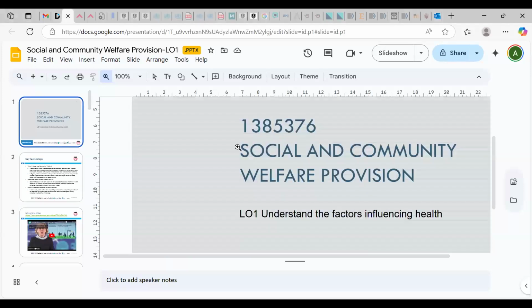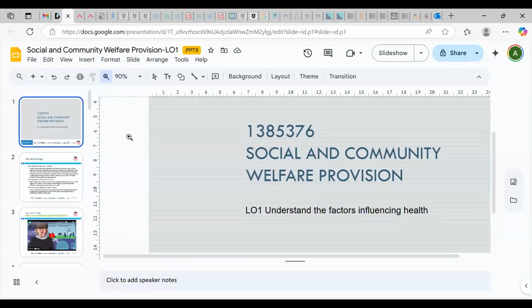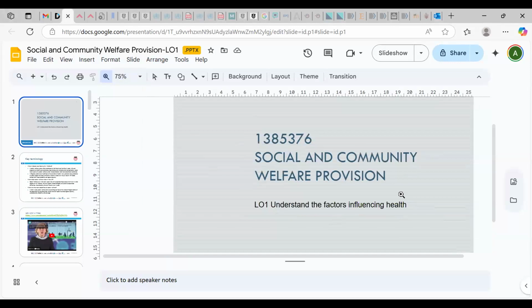Here we are understanding the factors that influence health. We're talking about all those factors that you think can influence health. Does anyone have any idea what these factors could be that influence health? Any social factors that influence health? Anyone? Any student? Anyone?